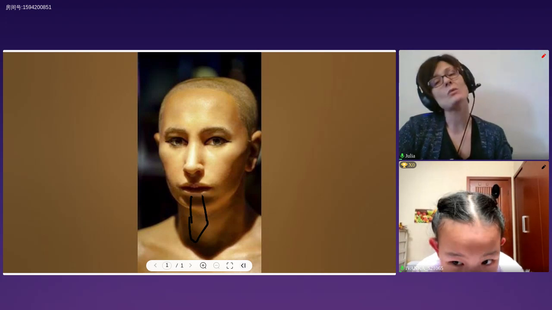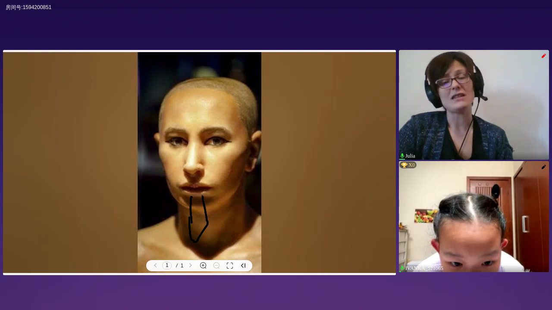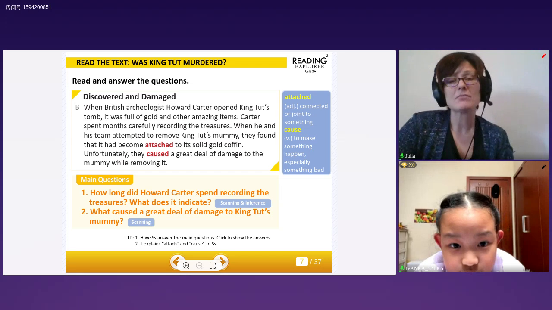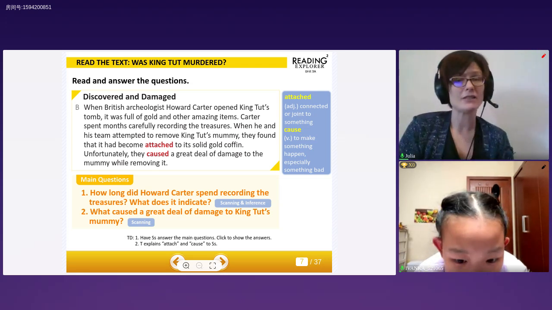This shows us that he was very young, and that he died at the age of 18 or 19, I believe, right? And maybe the picture is not very accurate, but it's still very interesting.